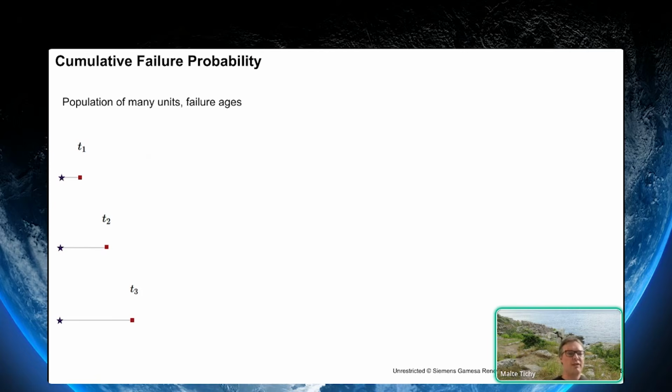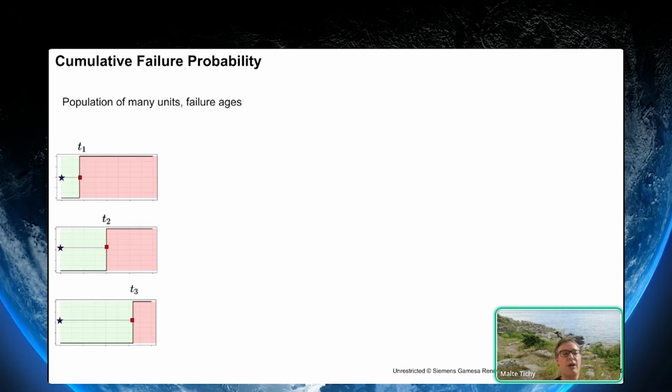So let's assume we have T1, T2, T3, and so on. These are the failure times. Then it makes a lot of sense to establish the cumulative failure probability of the population. And for that, we can first look at the cumulative failure probability of the individual units. So for the first unit, we know it was alive until T1, and exactly at T1, we are absolutely certain that it fails. So expressed as probabilities, it's 0 for quite a while, and then it immediately jumps to an absolutely certain 1 when it has failed at time T1.